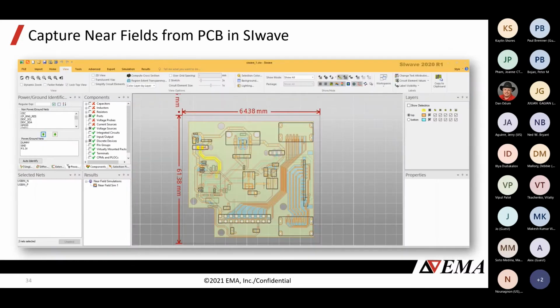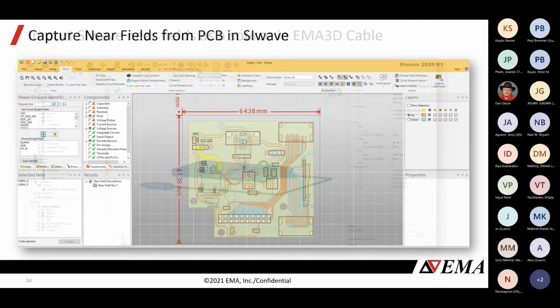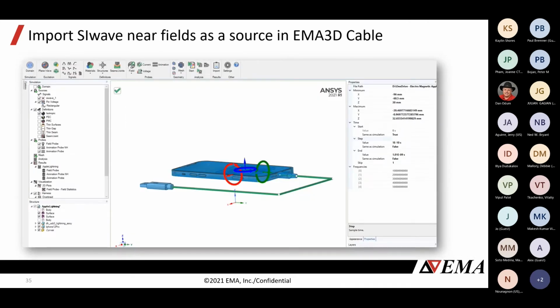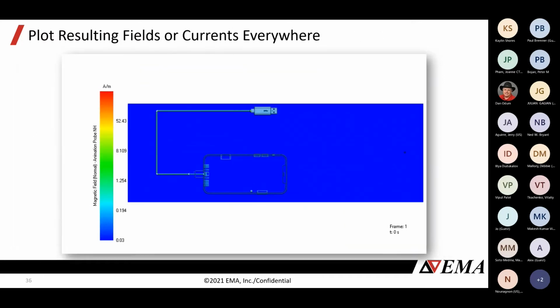We're also going to use SIwave to model the PCB and the cell phone. And we can, with one click, import the fields from SIwave and just translate and rotate that into position. And we apply the signals to the cables, and we're ready to simulate. And it really is that easy.